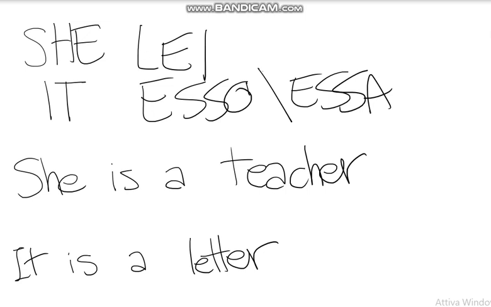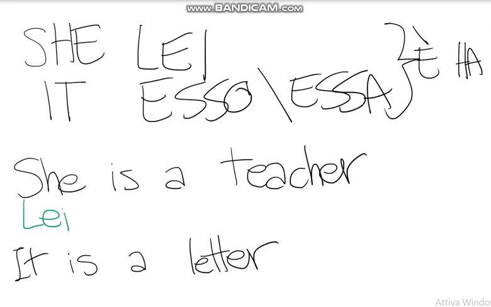So lei and esso, essa follow the same conjugation of lui. So it's è for the verb to be, essere, and ha for the verb to have, avere. So for example, let's translate these sentences. How do we say she is a teacher? We say lei è un insegnante.